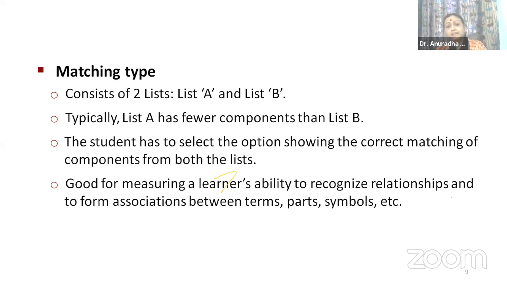So this is a very good way of testing whether students can understand the relationships between concepts, between different terms, between symbols. So how do you test their understanding of this relationship? How will you test whether they're able to reason out with these? This is all possible through the matching type item, which is converted into a multiple choice format. So these are some of the formats which you can use when you are constructing your MCQs.